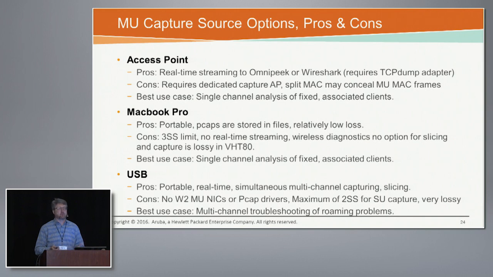USBs are very lossy, with no Wave 2, obviously. You're going to be limited to about 2 streams, so you won't be able to see a 4-chain, 4-stream environment. But USBs are indispensable for roaming problems. You can still load up your 8 NICs with your USB sticks and follow a device as it's roaming, but probably not so helpful for MU.